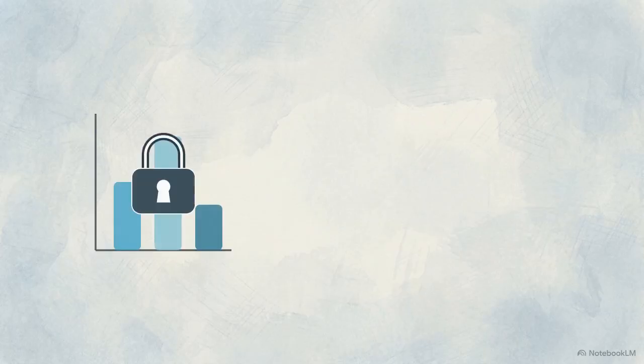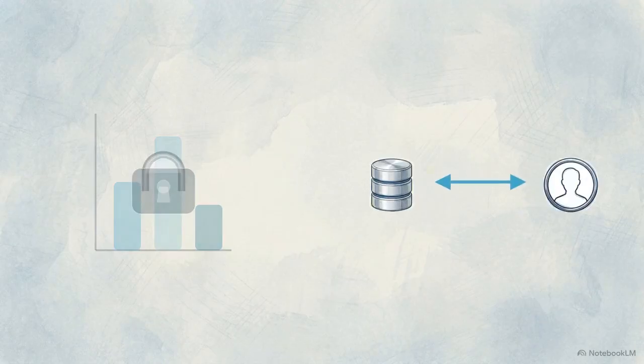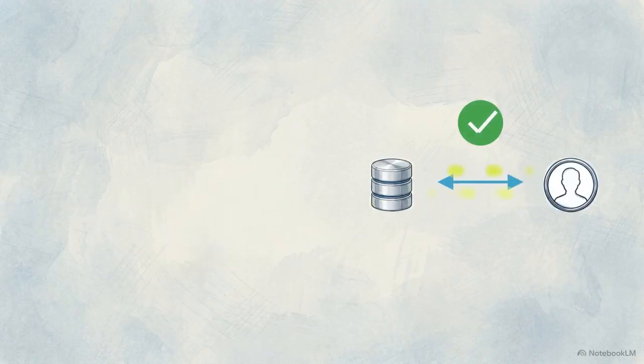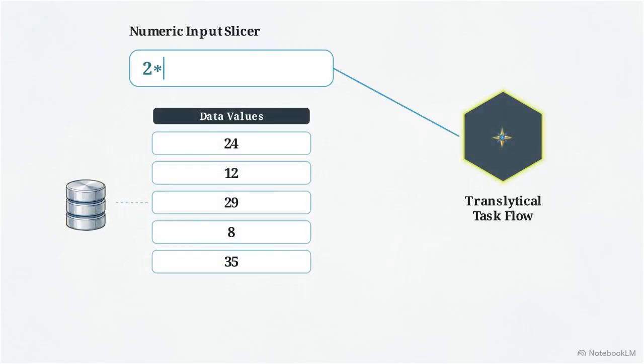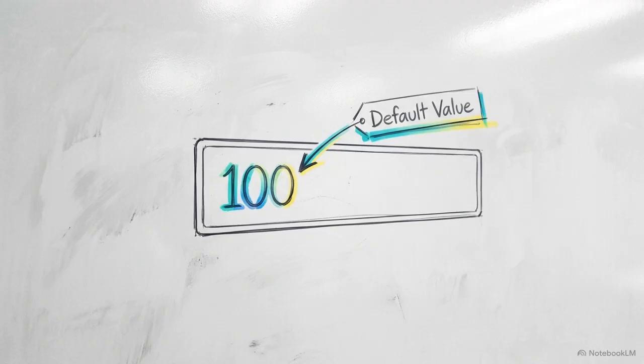Static read-only dashboards are being replaced by translytical workflows, which support active read-write analytics. We see the upgraded numeric input slicer accepting a wildcard query. These slicers support numeric fields and input masks feeding directly into translytical task flow nodes. Users apply operators like greater than to filter datasets instantly. To maintain workflow speed, reports now pre-populate these embed fields with default values derived from user data functions.